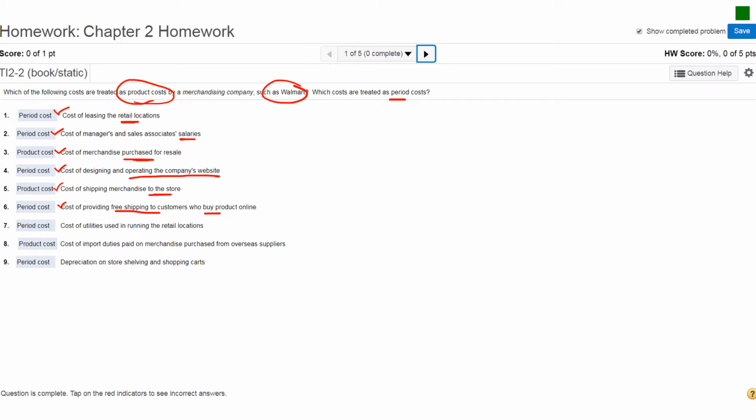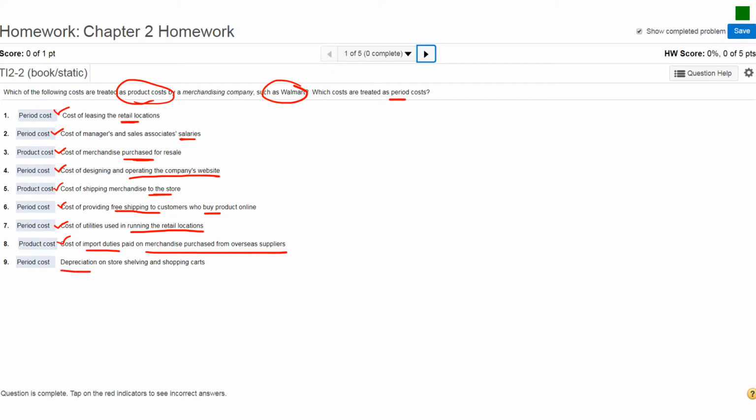Number 7, cost of utilities used in running the retail locations. Remember, that's attached to selling concepts, the selling of the product. That's going to be considered period. Number 8, cost of import duties paid on merchandise purchased from overseas suppliers. This is your inventory cost. That's going to be product.